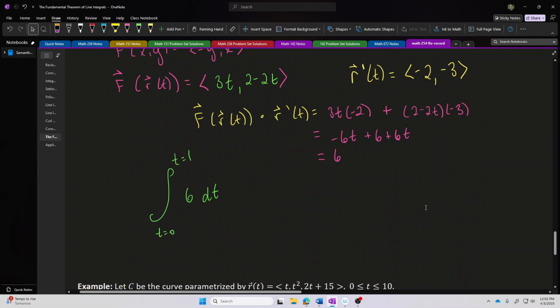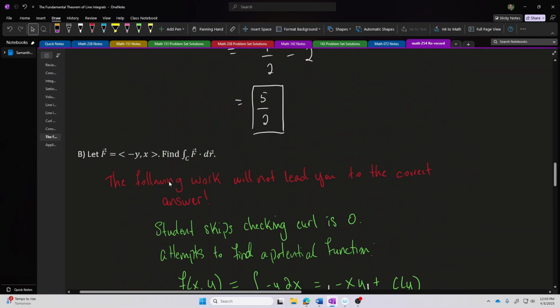And now this integral is relatively straightforward. It would just be the constant 6 times the length of the interval of t's, which is just 1, so 6 in the end. So that would be the value of the line integral of this non-conservative vector field over this line segment C.